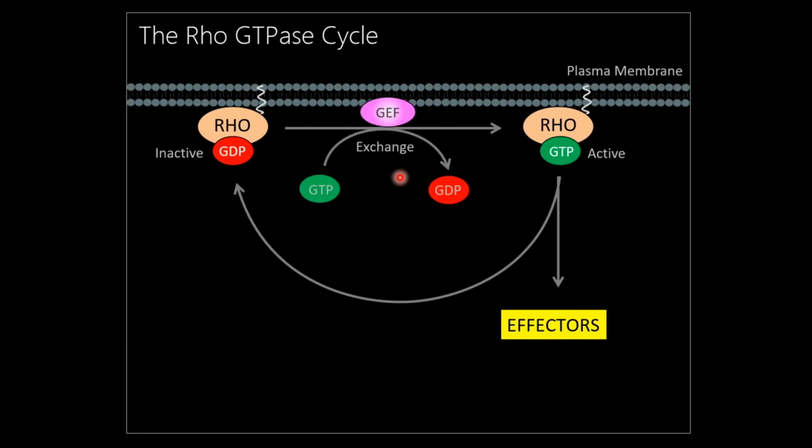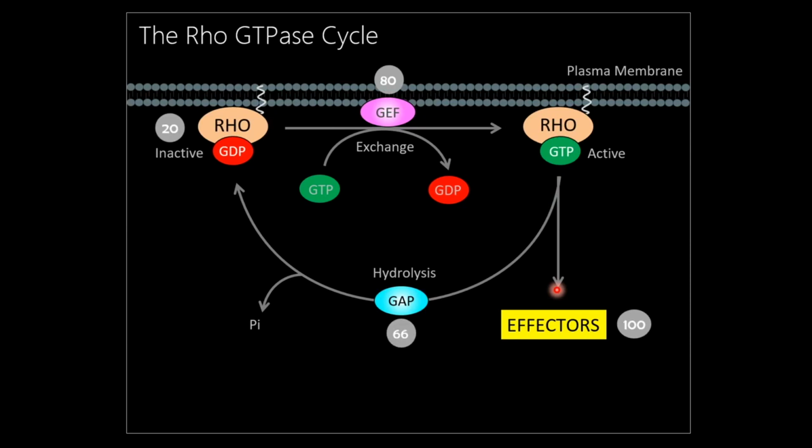They are the ones that promote the incorporation of GTP to activate the protein and the release of GDP. There's another family of proteins called GAPs, or GTPase activating proteins, that regulate the hydrolysis of the GTP to inactivate the proteins. When the proteins are in the active state, they interact with effector proteins, which will typically regulate a particular signaling pathway.